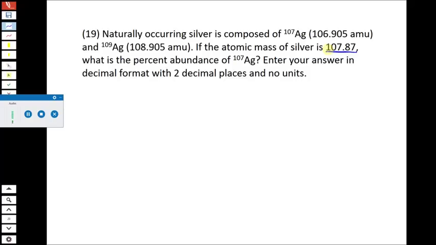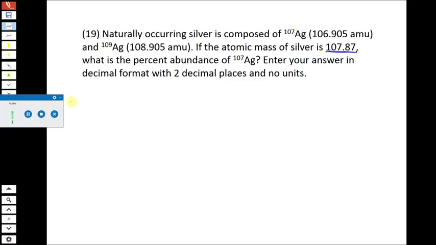So this number, 107.87, is the number we would get off the periodic table. And what it represents is the weighted average of the individual isotope masses. So naturally occurring silver is made up of both of these isotopes mixed together. And so the atomic mass that we report is the average of those 2 masses weighted by their abundances.